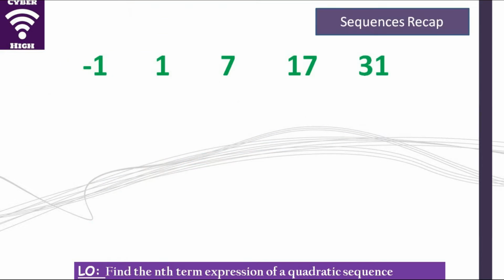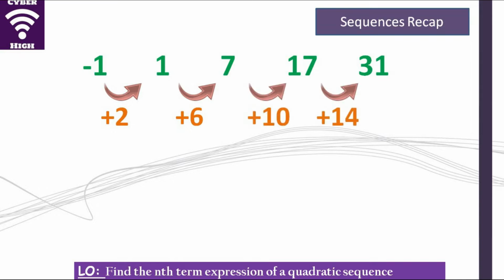Let's now move to this scenario. We have a sequence that is starting at -1, goes to 1, 7, 17, and 31. Let's look at the common difference between these. Between the first and the second term, the difference is positive 2. Between the second and third, we have positive 6. We are adding 6. And plus 10, plus 14.